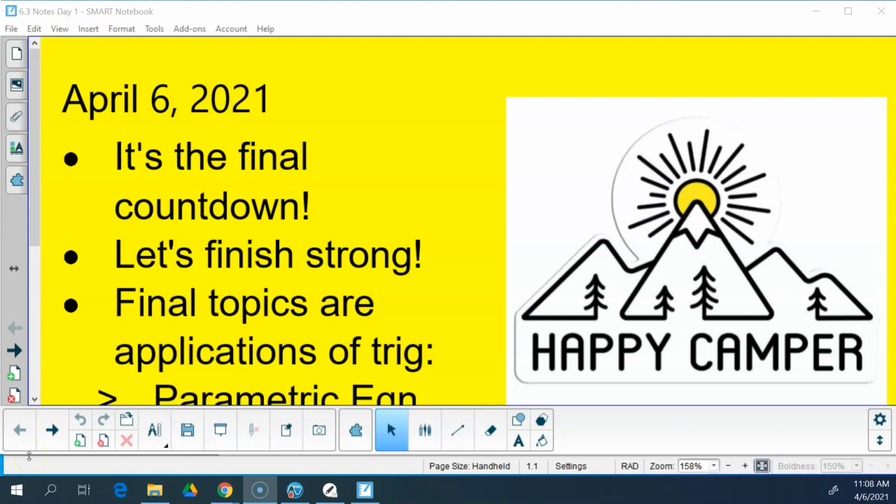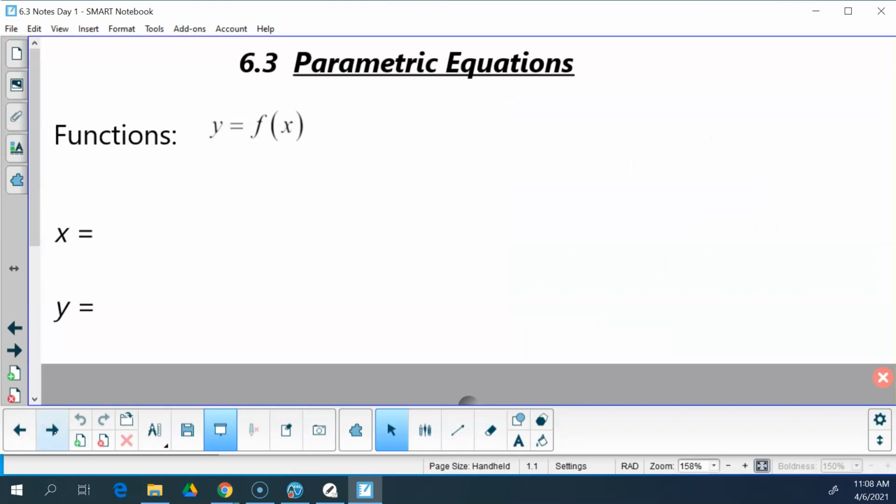So let's finish strong here, and let's talk a little bit about parametric equations. Okay? So we are in the brown packet that some of you got before break, some of you just picked up today, some of you at home might have printed it off. Okay, we're in that brown packet, page number 1.